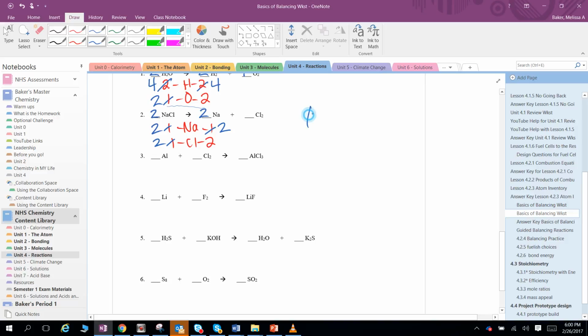Remember, you can never add a subscript. Like, we couldn't have just made that Na2, because Na is not in Hofbrinkel. So you can't start adding the little numbers, the subscripts, because that messes up the molecule.